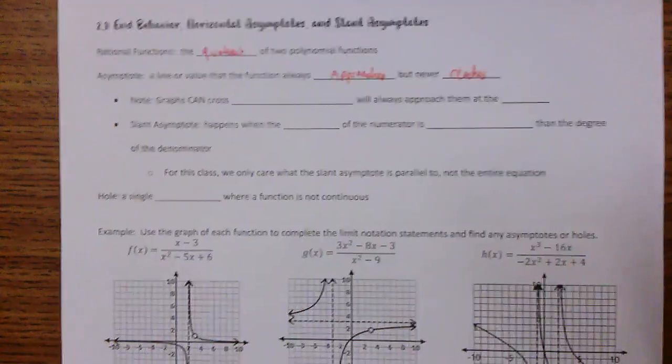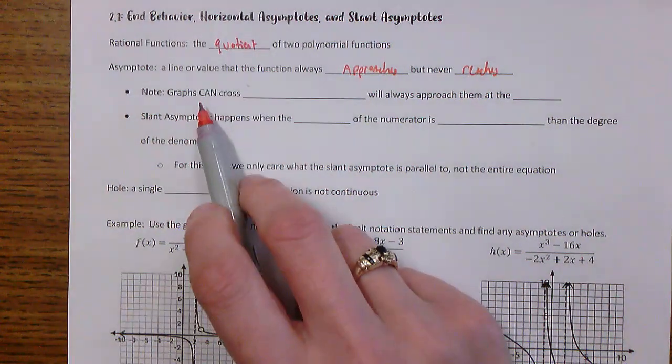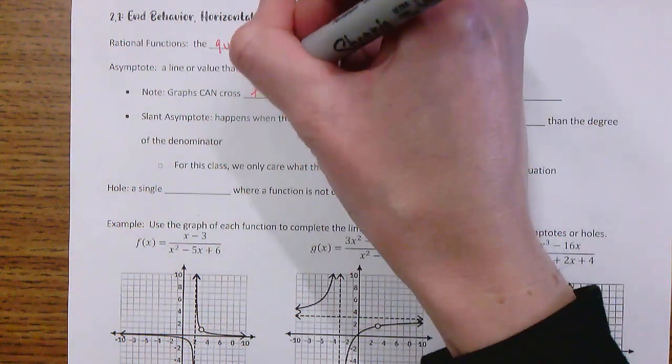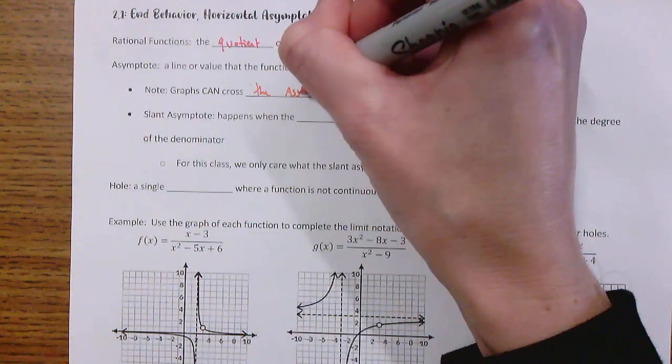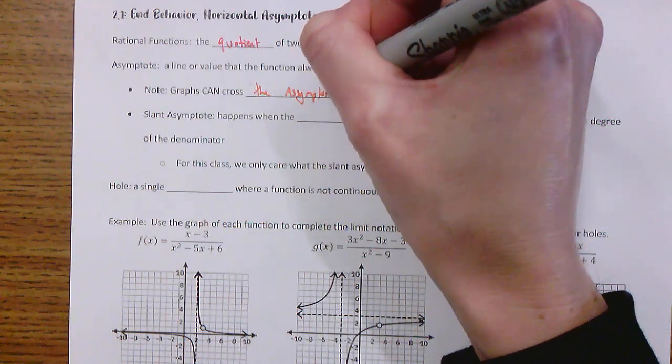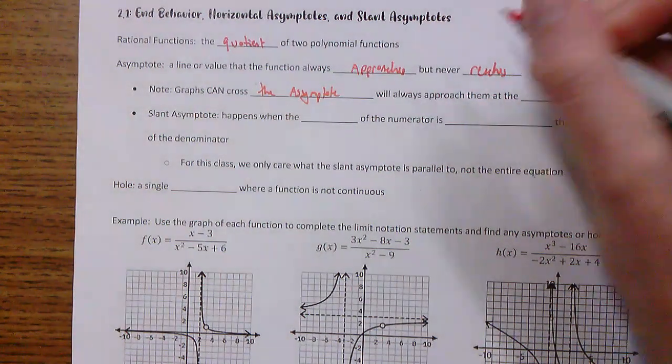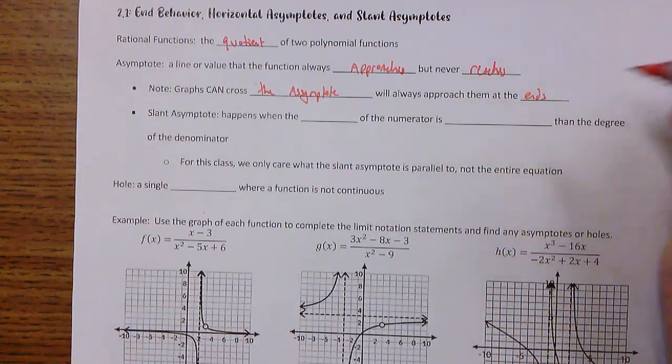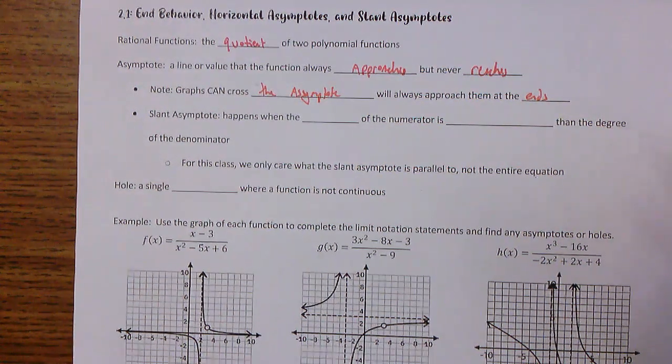Okay, now there is a small exception to that. Your graph actually can cross the asymptote. That is a thing that they are allowed to do. But as you reach the ends of the function, it's always going to approach that line.